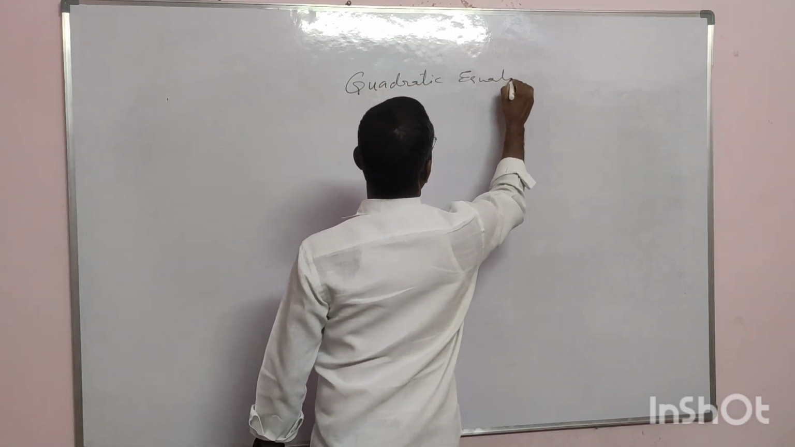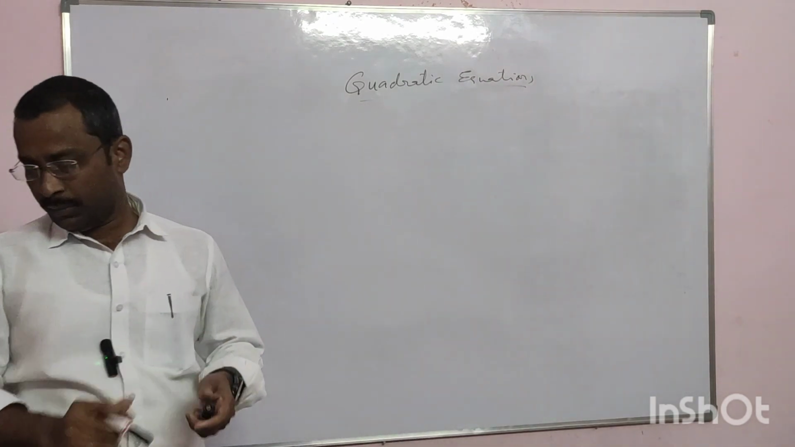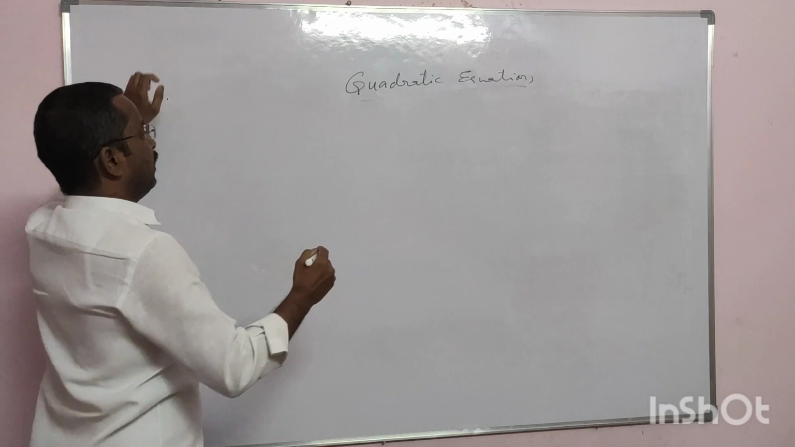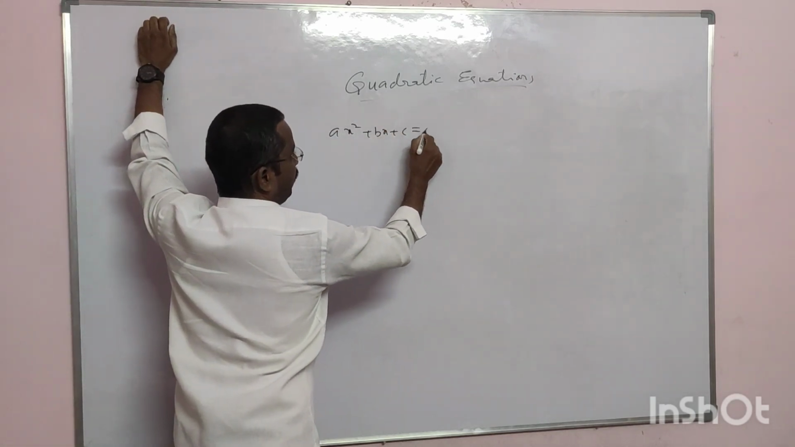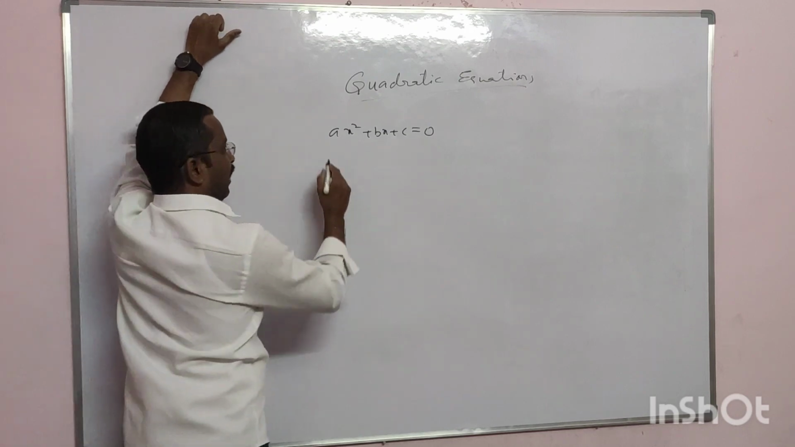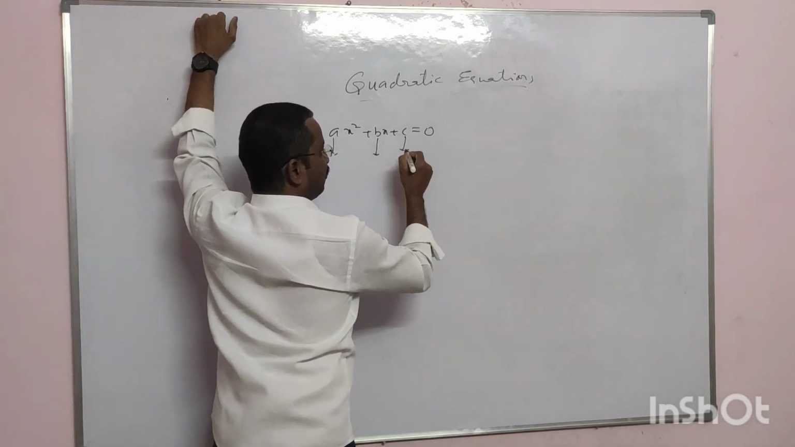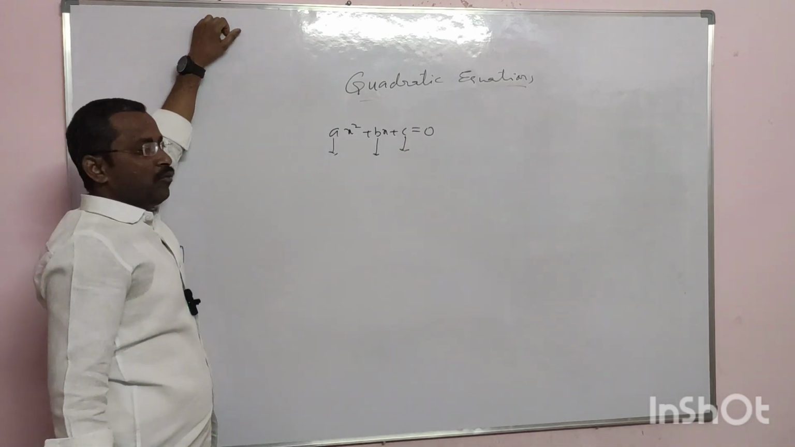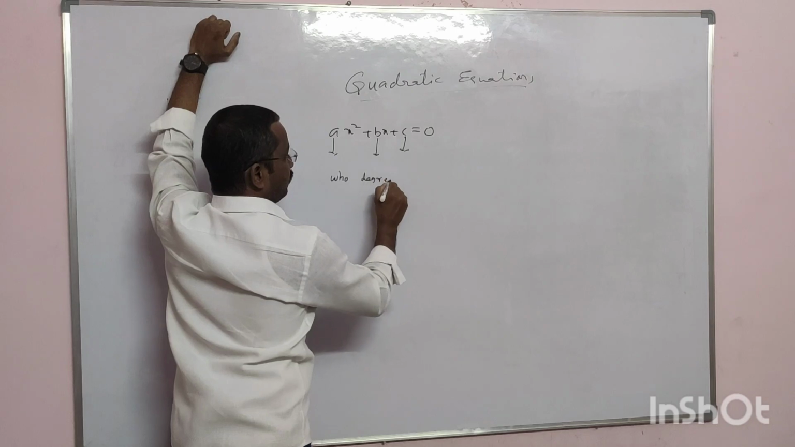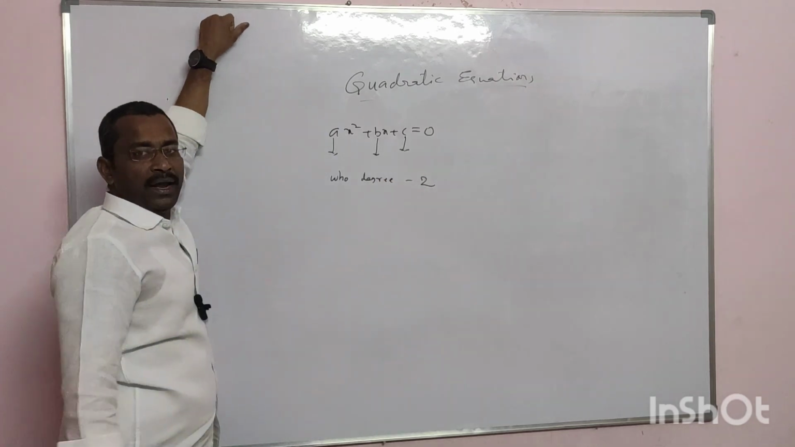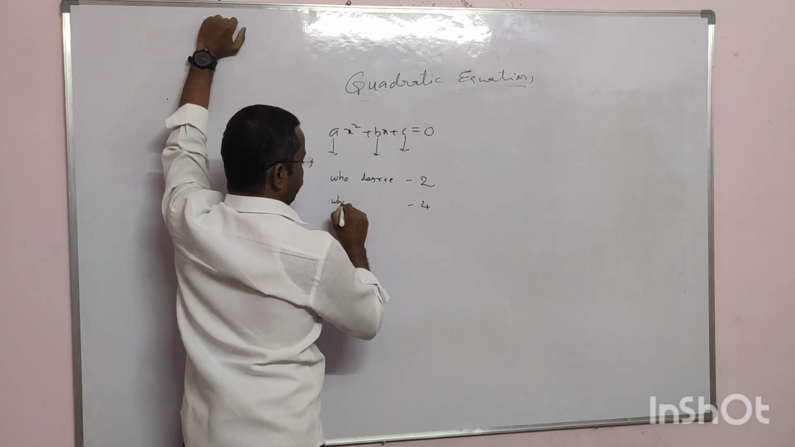Quadratic equations. A quadratic equation general form is ax square plus bx plus c equals 0. A stands for the x square coefficient, b stands for the x coefficient, c stands for the constant. A quadratic has degree 2. A biquadratic has degree 4.